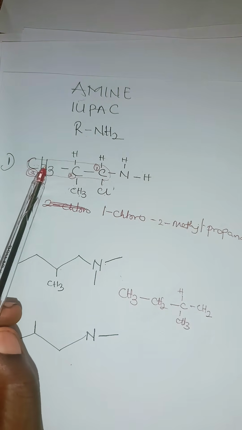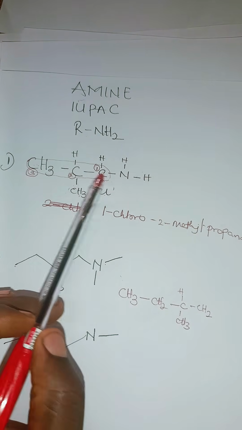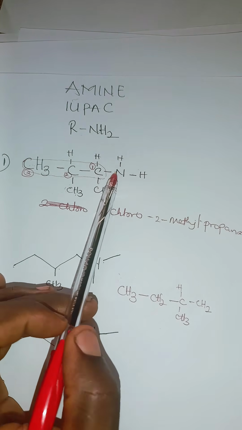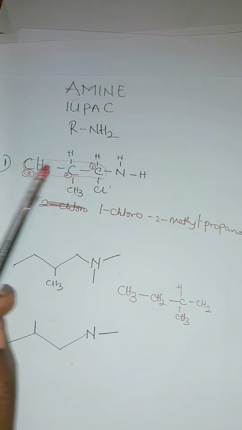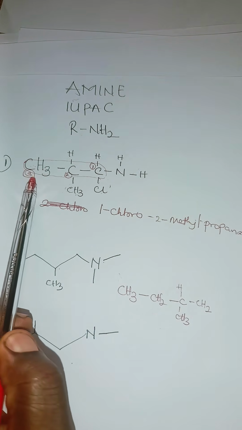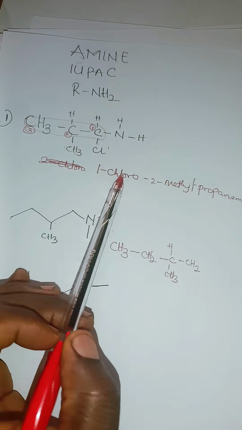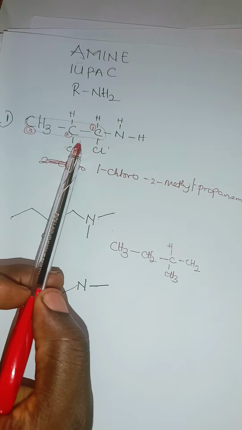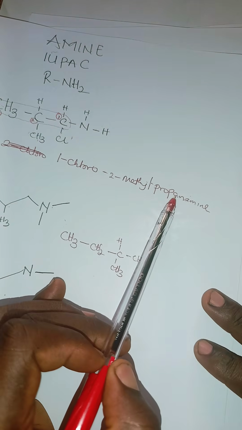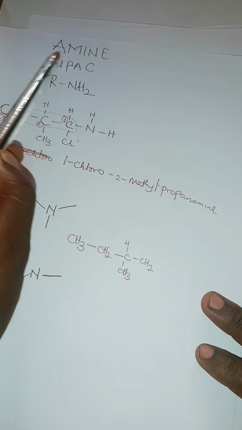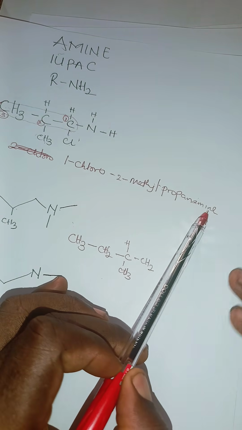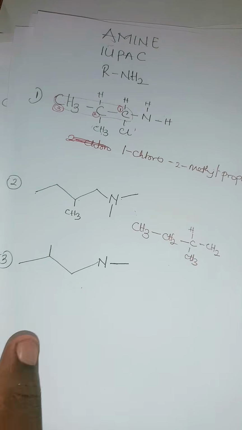You can see that this is 1, 2, 3. This is ending with H, meaning that this side is the longest. So how do we name it? You pay attention to the first carbon that is attached to the nitrogen, which is also the longest part. So this will be number 1, number 2, then this will be number 3. So we have 1-chloro, 2-methyl, then count 1, 2, 3. 3 is prop. Prop will be propan, then the name ending is amine, propanamine. Now that's that.